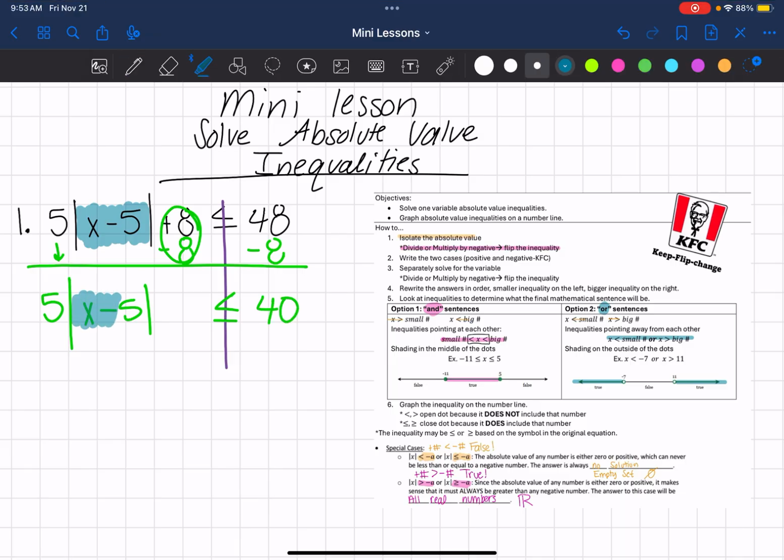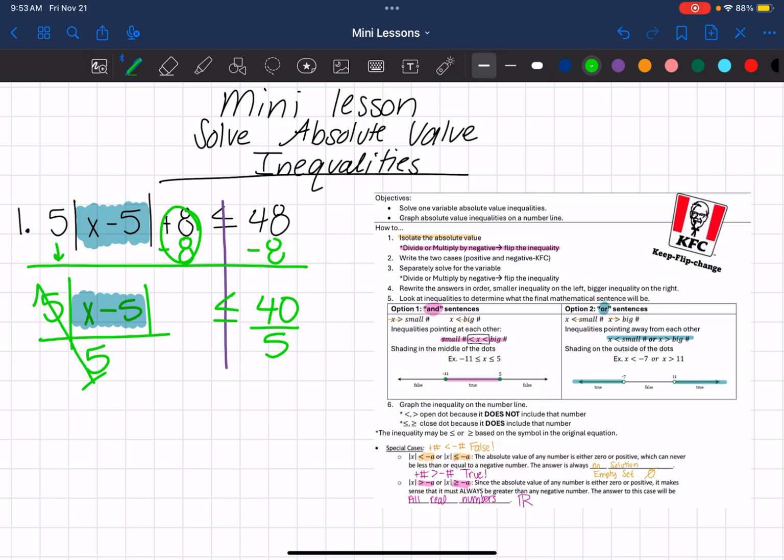Once again, I'm going to highlight my absolute value because that is what I'm trying to isolate first. I see that right now there's a multiplying 5 on the outside. We need to do the inverse of that, which is dividing. So I'm going to divide by 5 and divide by 5. Now 5 over 5 becomes a 1.